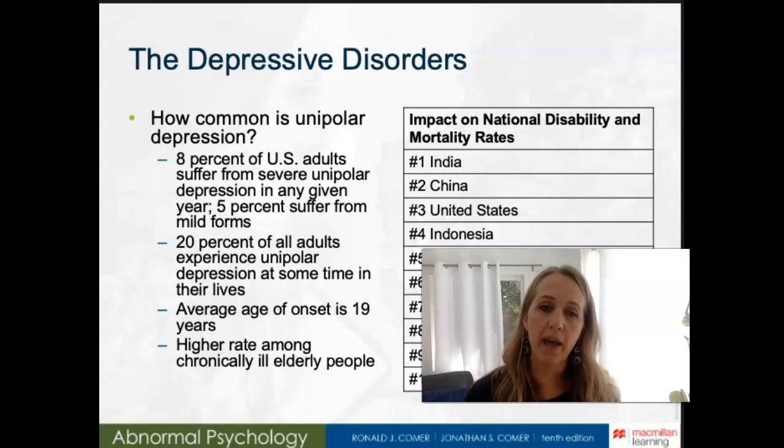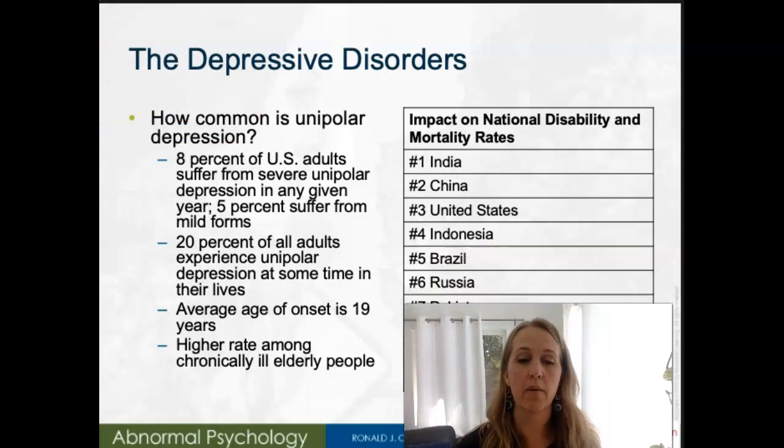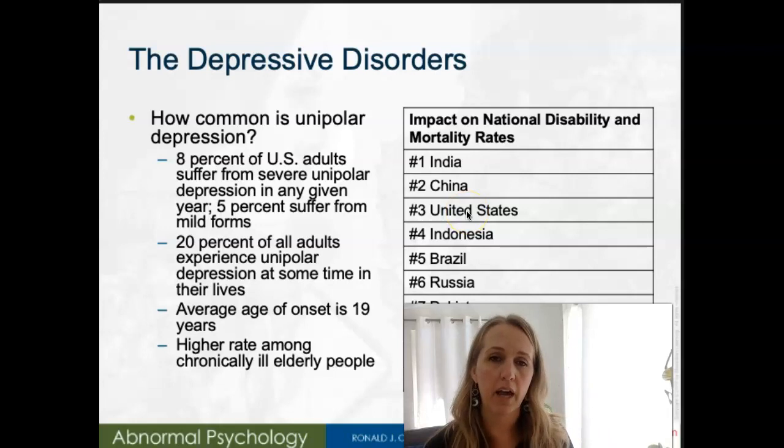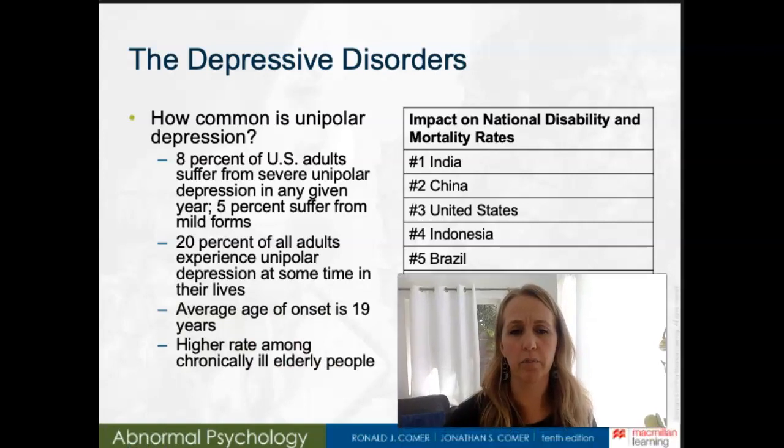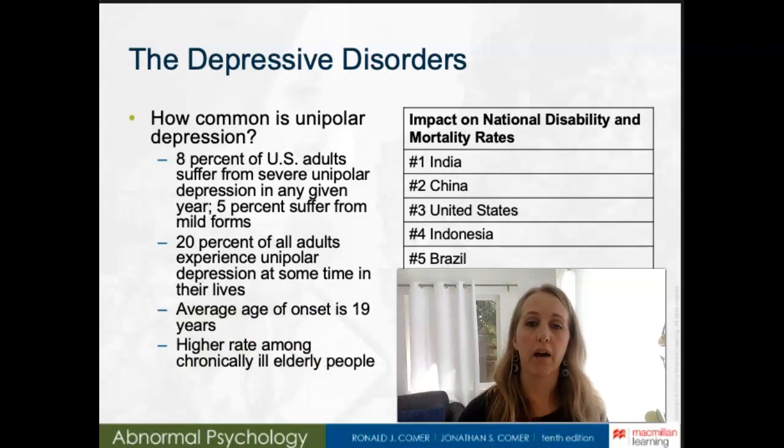When you look at the impact that depression has on national disability rates as well as mortality rates, India and China are number 1 and number 2, large population countries, and then the United States is number 3. There's a prevalence of that. You can see it also in many other countries as well. And depression is a universal psychological disorder that we see universally.